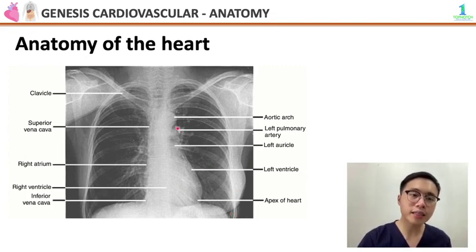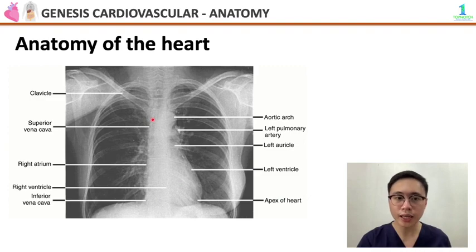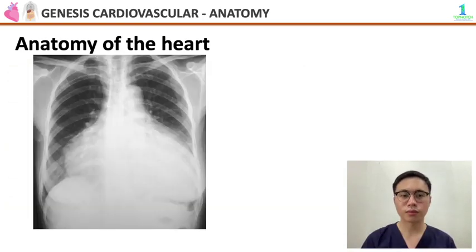On the right-hand side naman, ano naman yung mga ma-appreciate natin? SVC. You have the right atrium and then the inferior vena cava. Okay? So, for example, lumaki yung cardiac silhouette on this side. No? So, you know for a fact na yung enlargement, baka right-sided siya, baka right atrial enlargement siya. Okay? So, yun yung mga basic things that you're going to look for in a chest x-ray.